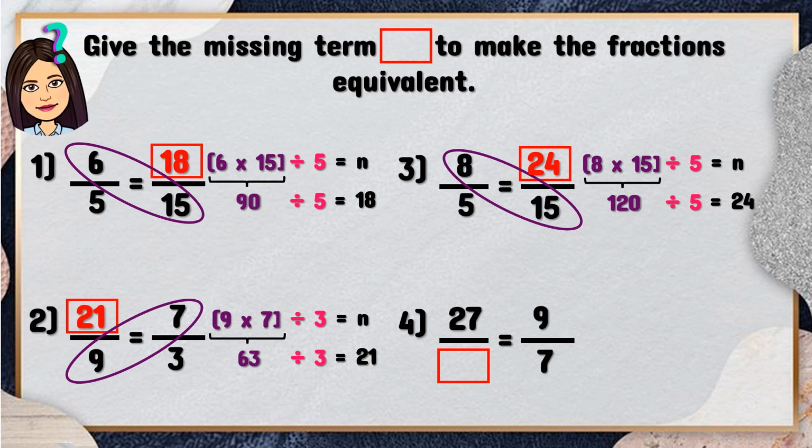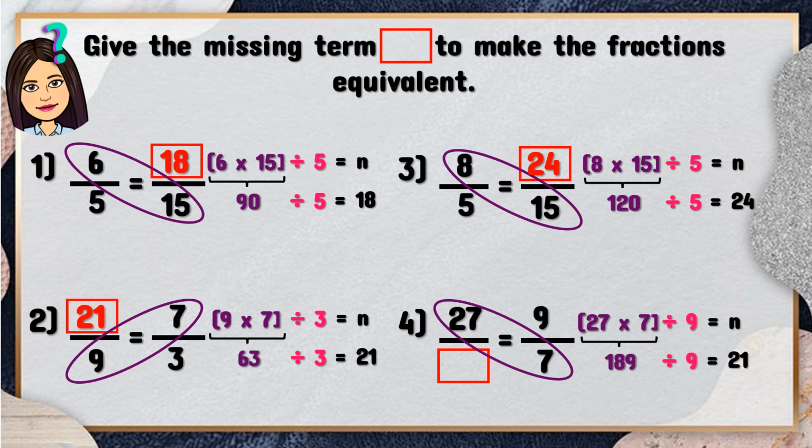And for the last number, let's multiply the numerator 27 and the denominator 7, divided by 9. 27 times 7 is equal to 189. Divided by 9 is 21. So the missing number is 21. So 27 over 21 is equivalent to 9 over 7.